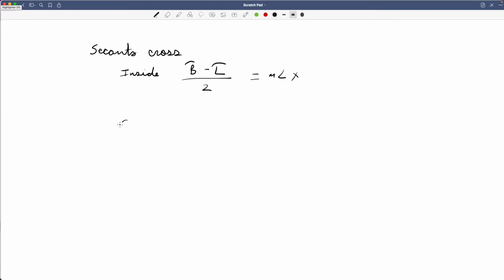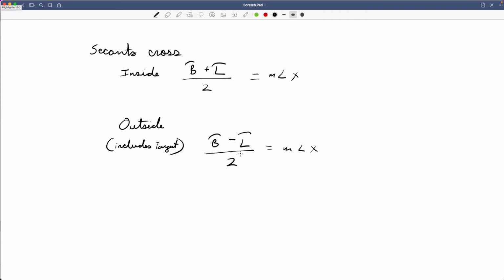All right, if it crosses outside, that includes tangents, then it's going to be big arc, inside is plus, outside is minus, little arc divided by 2 equals the measure of angle x, the vertical angle that corresponds to those arcs. Okay?